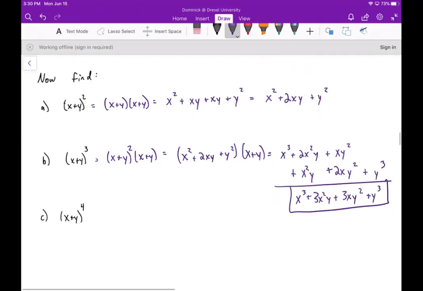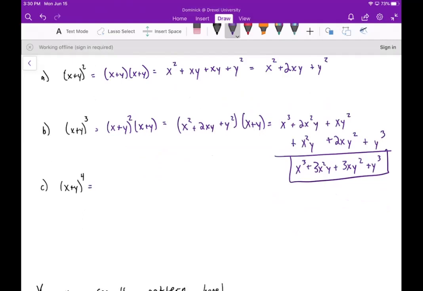And then for the fourth one, we could think of this as x plus y to the third times one more x plus y. So this is x to the third plus 3x squared y plus 3xy squared plus y to the third, times x plus y.